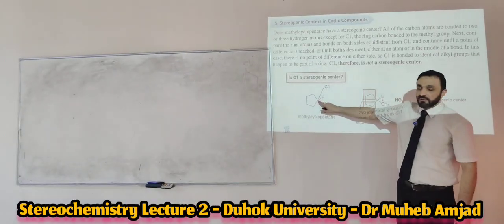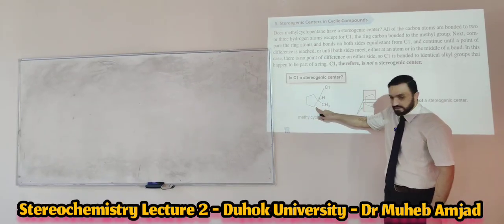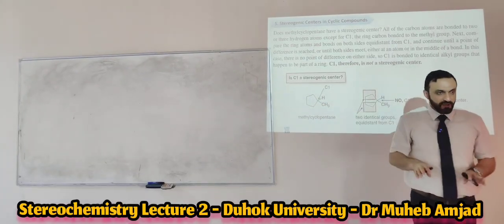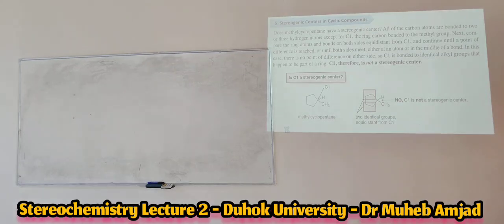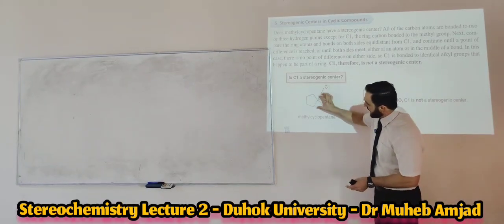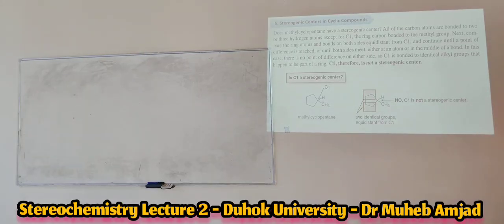Is this carbon surrounded by 4 different groups or not? This group is CH3, this group is hydrogen, and for these two in the ring, are they the same group or different groups? You have to test it step by step. Start with the ring carbon bonded to the methyl group. Next, compare the ring atoms and bonds on both sides of the cycle, and continue until you reach a point of difference or reach both carbons in the cycle. Look, are these two parts of the cycle different or not?